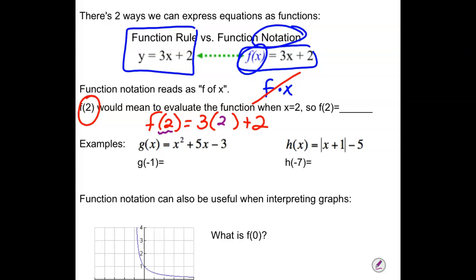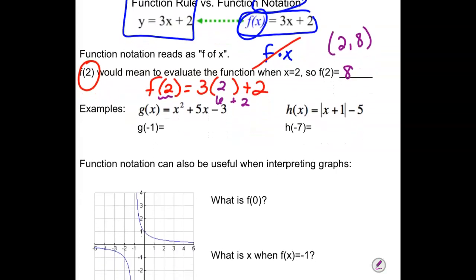So I put a 2 in for x. 3 times 2 is 6. 6 plus 2 would be 8. So f of 2 is 8. That is one way of saying the same thing as this ordered pair. You put a 2 in for x, and we got an 8 for y. Okay, just a different type of notation.